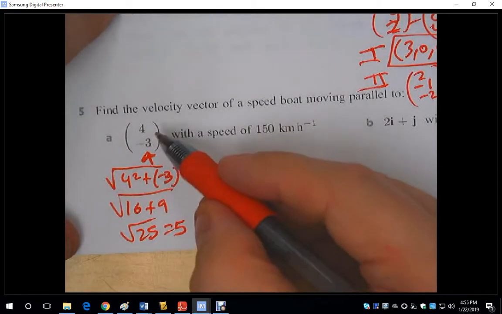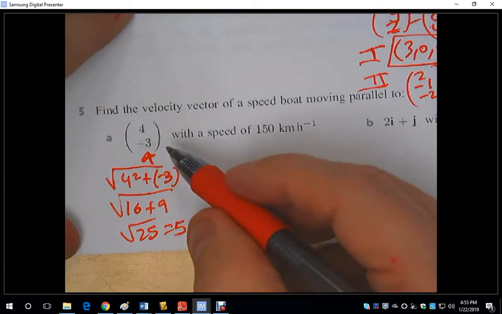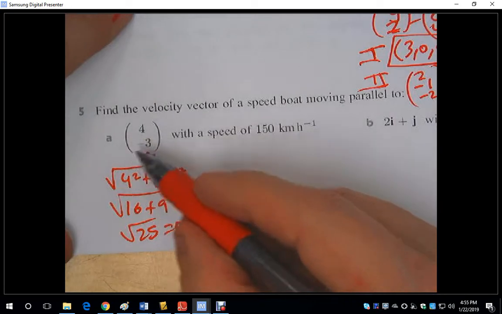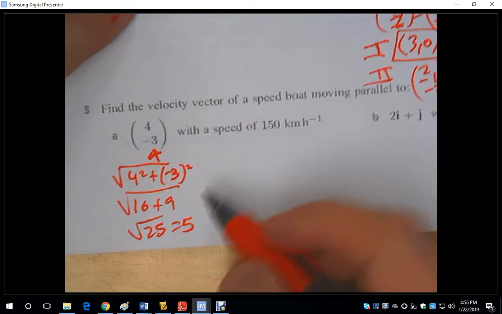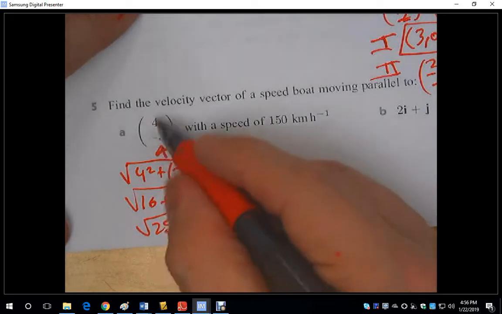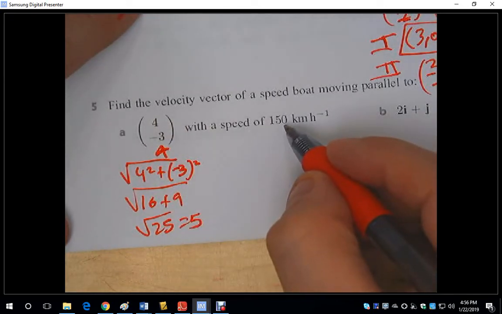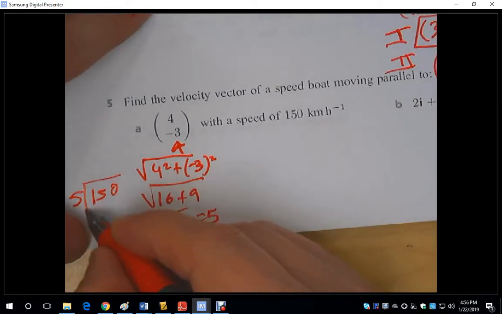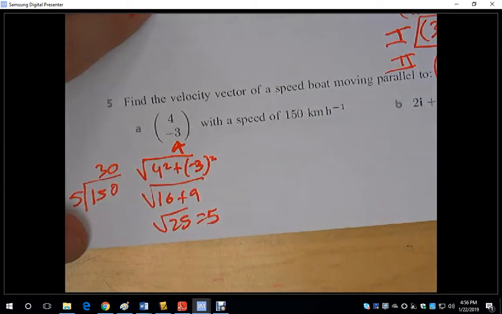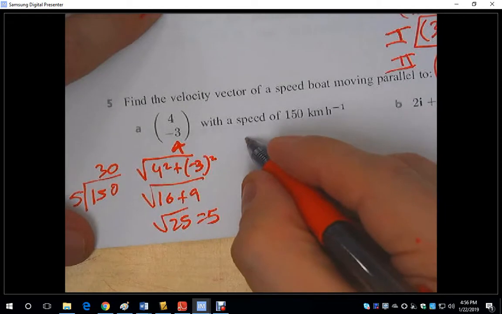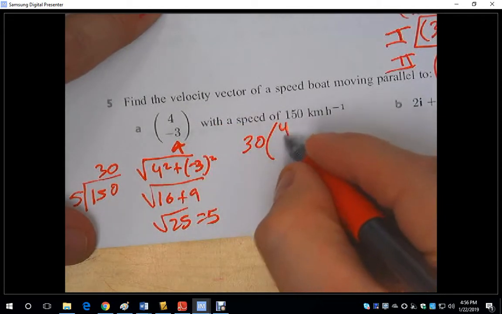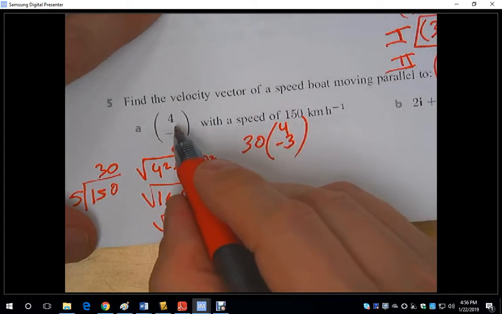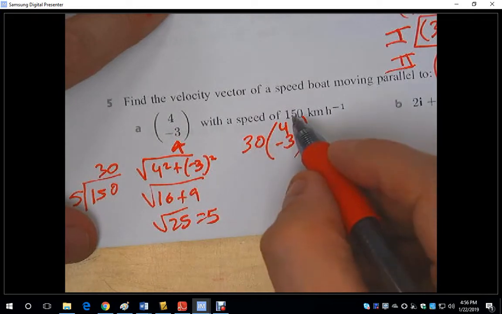The magnitude of this vector is 5, but I want the magnitude of the vector to be 150. So there's going to be some scalar in front that's going to give me a speed of 150. Let's find out how many of these vectors I need in order to go 150 kilometers per hour. Right now I'm going 5, so let's find out how many times 5 goes into 150, and that becomes 30. So my scalar is going to be 30. 30 times this vector of (4, -3) gives me a vector going parallel to this vector with a magnitude of 150 kilometers per hour.